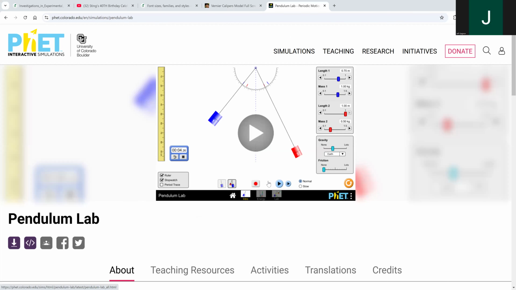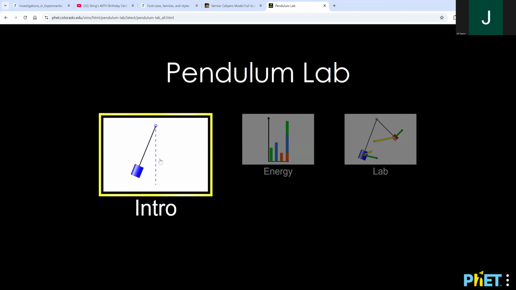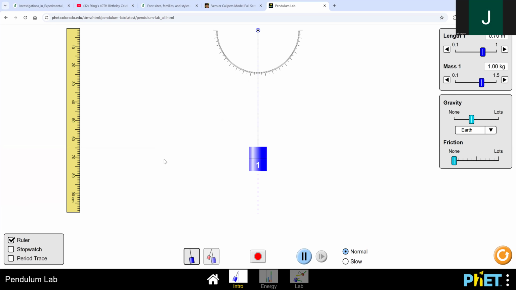Okay, so click on that link. It'll take you to this page right here. This group from University of Colorado, they make some really good physics simulations. In fact, we'll use several of these throughout the class this semester. So this one, I'm going to click Start. It brings up the simulation, and we're just going to use the intro part of this. So just click on Intro.